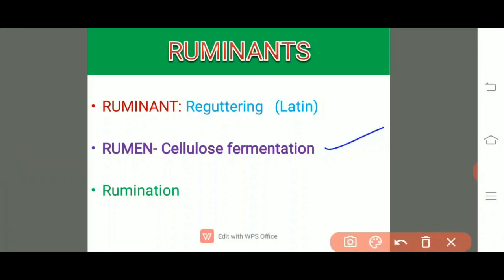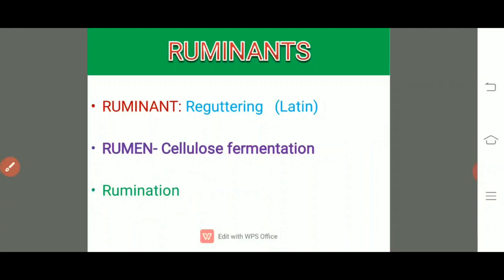All these organisms eat the plant food material, and again they take the food material back into the mouth, remasticate it thoroughly, and re-swallow it. This process is known as rumination. Regurgitation or remastication, in the terminology of physiology, is rumination. Those animals which exhibit rumination are the ruminants.